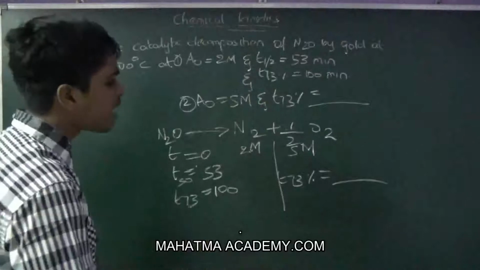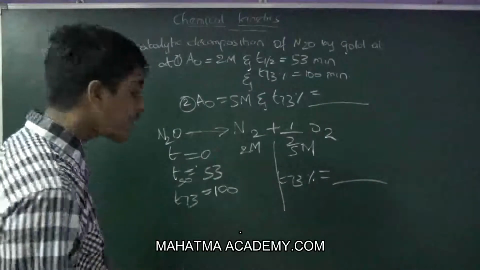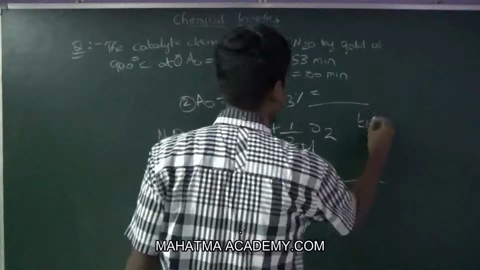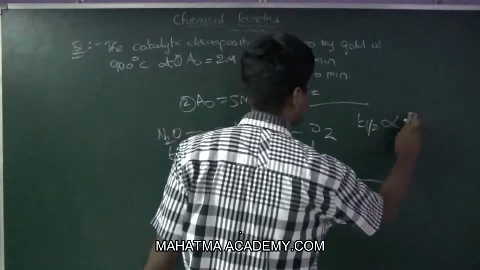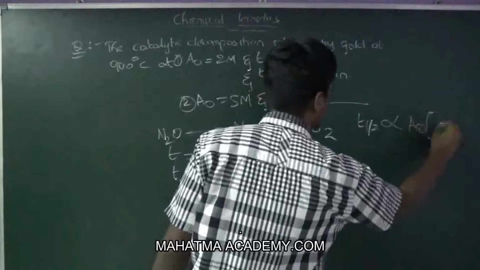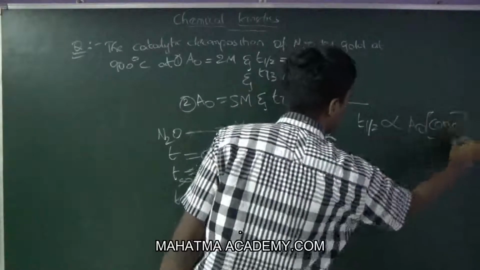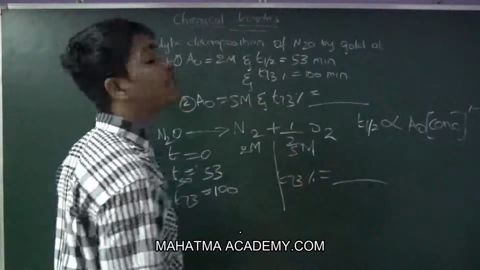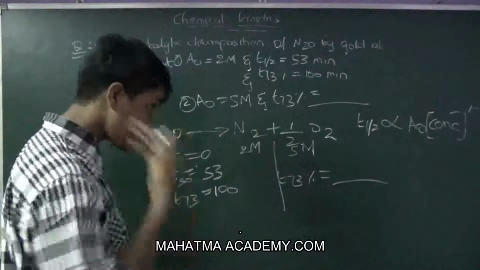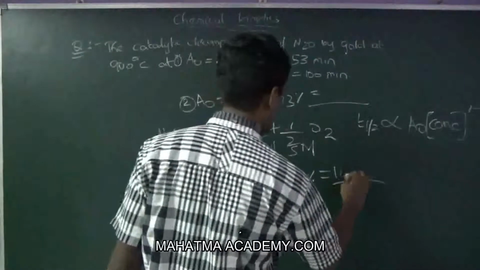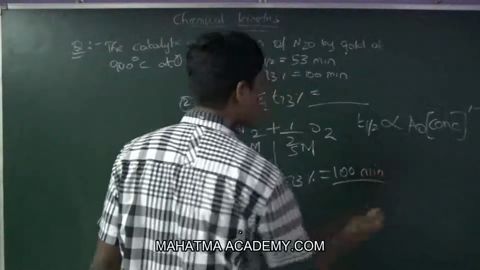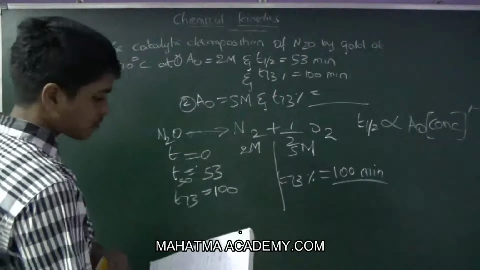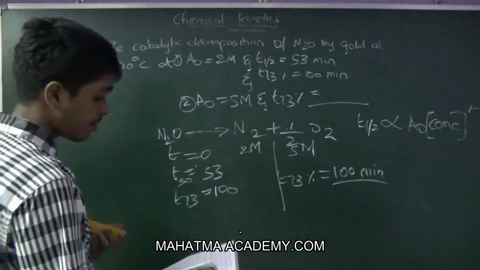Now it is constant because it does not depend upon the concentration. It follows first order kinetics. For first order kinetics, t half does not depend upon the A naught, as t half is proportional to the initial concentration to the power of 1 minus n. So it takes the same time as before, so it is 100 minutes. So easy question, this first. The same question that you have been given.